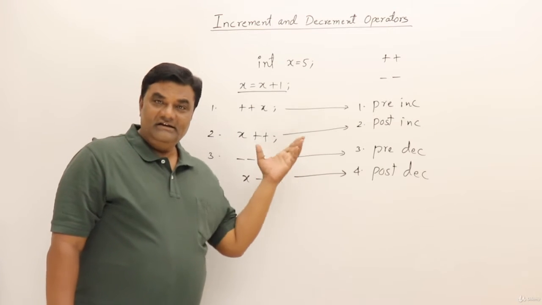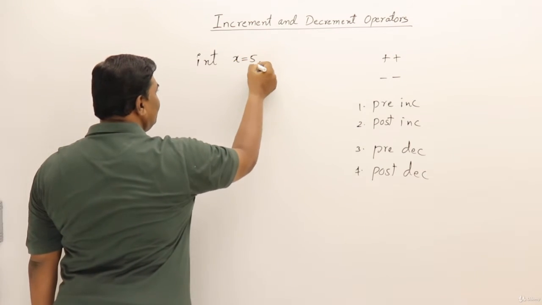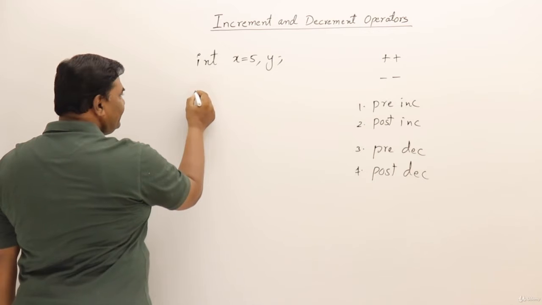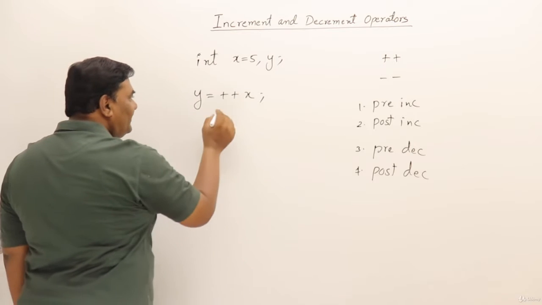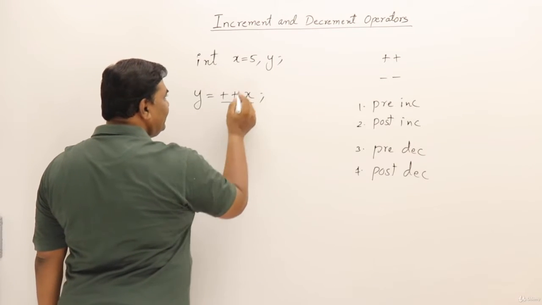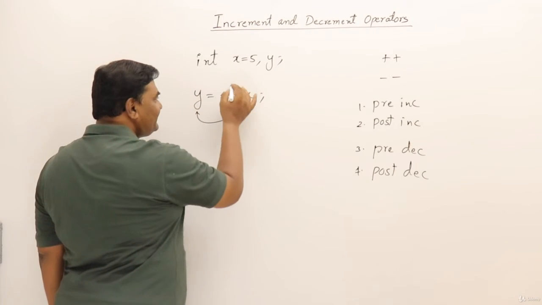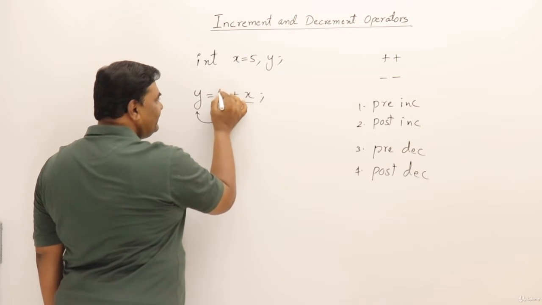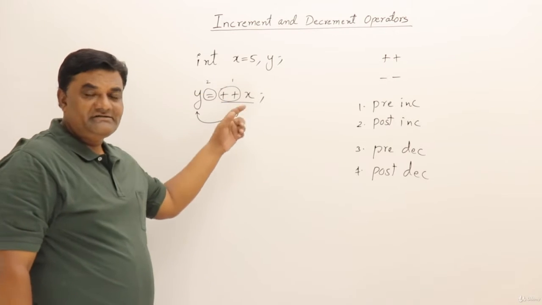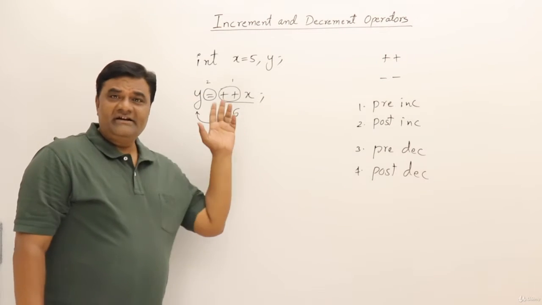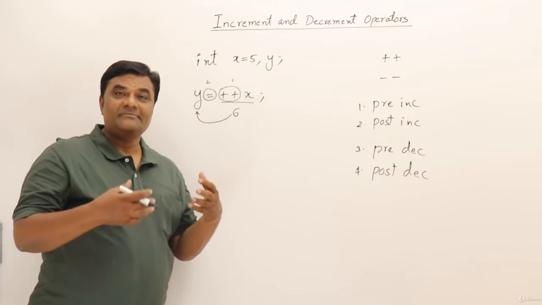But how they are different, let us see. If I have two variables, x as 5 as well as y, if I say y assign ++x, this means first the value of x should be incremented, that is it becomes 6 and 6 should be stored in y. So if you see in this expression, there are two operators. ++ is one operator and the assignment is the second operator. So first ++ is done, then assignment is done. One reason is here, ++, that is pre-increment, is a unary operator and it has higher precedence.